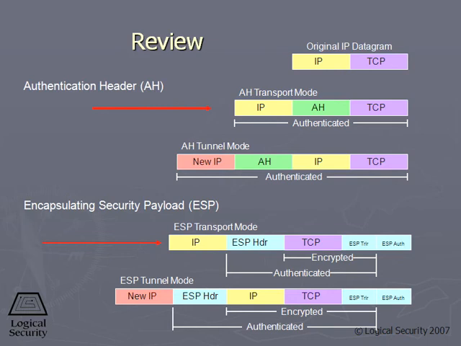Well, what happens is that a new IP address is created and put on the front of the packet. And that new IP address is usually the IP address of the VPN device. So the actual source, the IP source, whatever workstation sent this traffic, that would be encrypted if we're using ESP in tunnel mode.